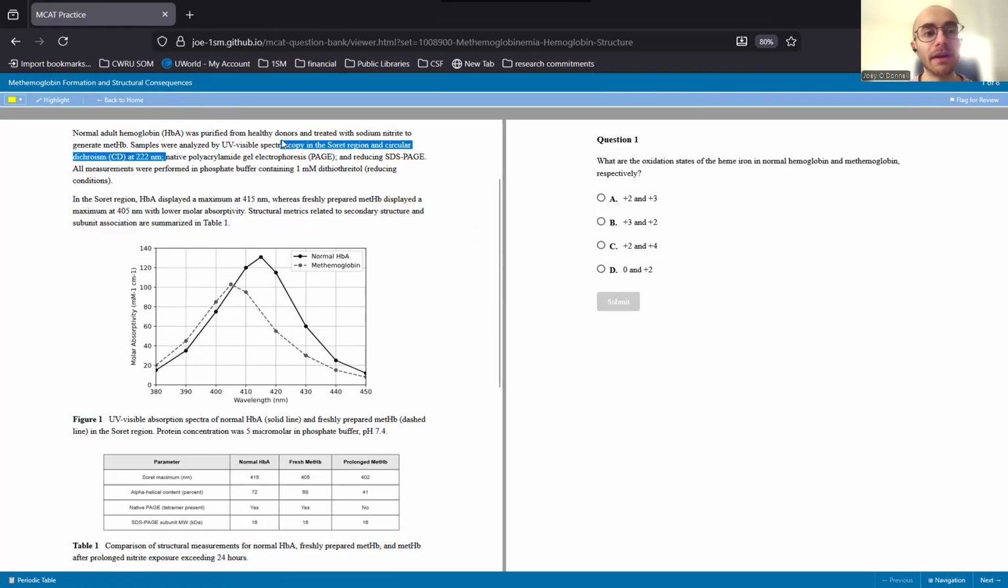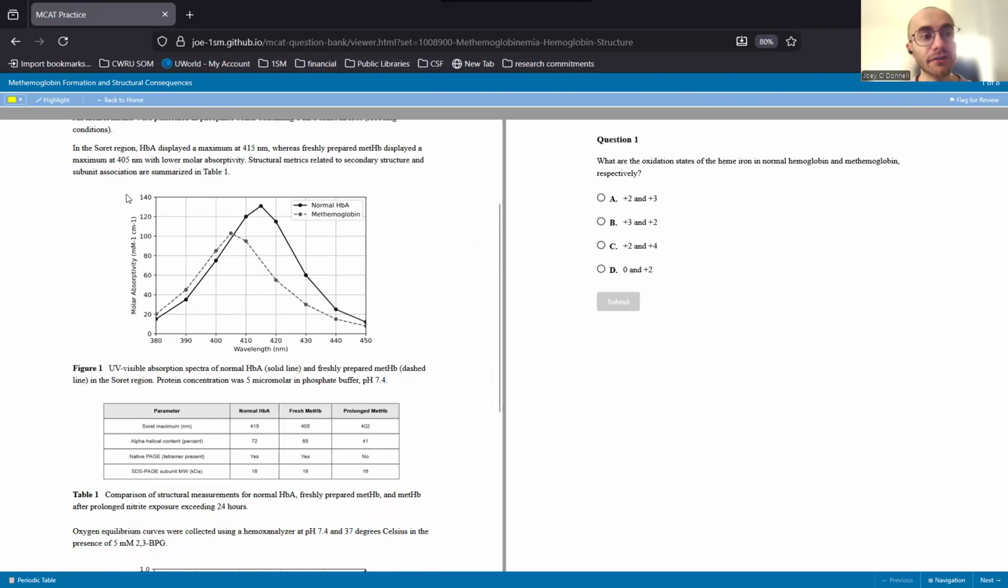We see this stuff about PAGE, SDS-PAGE. Okay, so I know what a native PAGE and SDS-PAGE are, and I know what reducing conditions are. The rest of this is probably just unfamiliar stuff that's there to throw me off my game. Very well. Then we start getting into data, the SORA region.